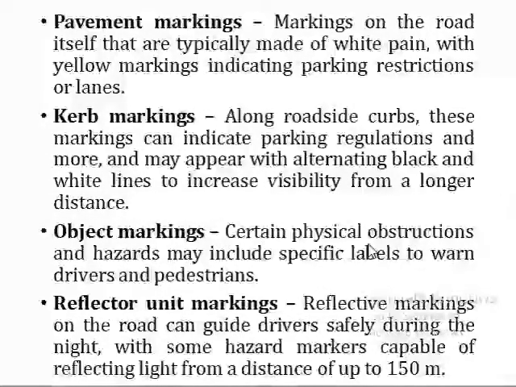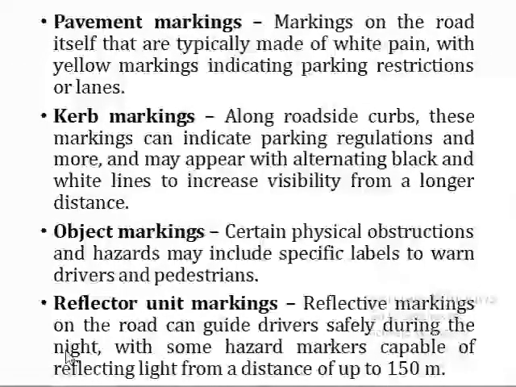Third is object marking. Certain physical obstructions or hazards which may include specific labels to warn the drivers and pedestrians. Fourth one is reflector unit marking. Reflector markings on the road can guide the drivers safely during the night with some hazard markers capable of reflecting light from a distance up to 150 meter.